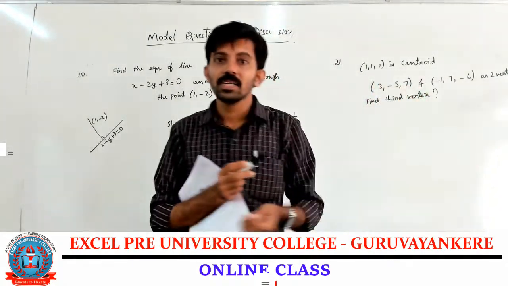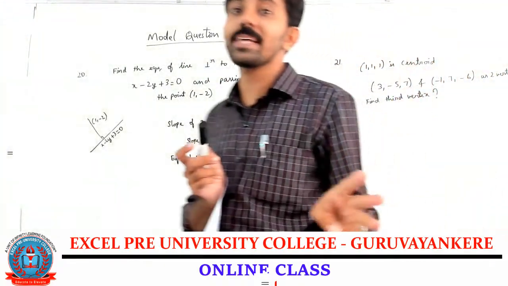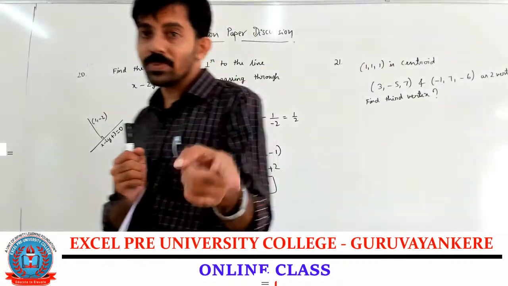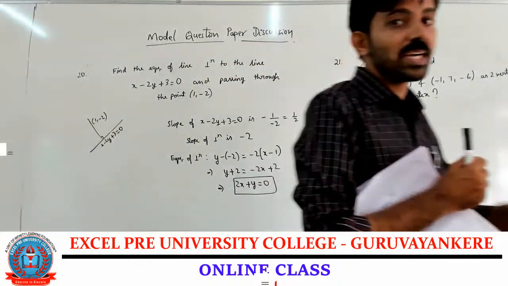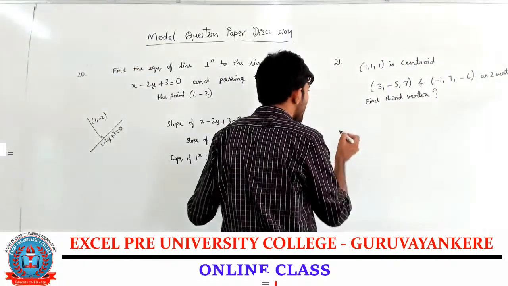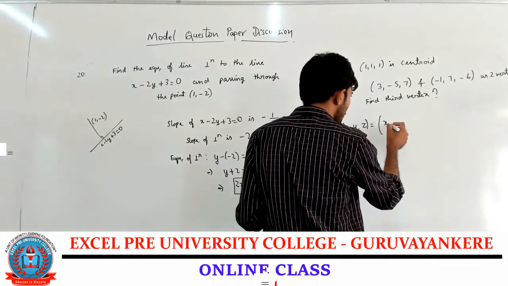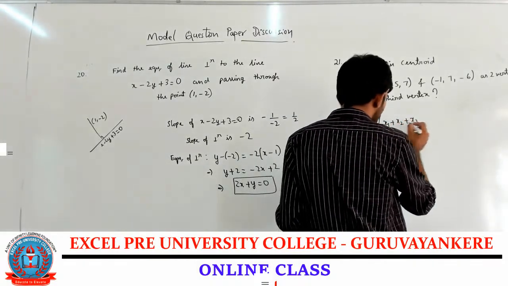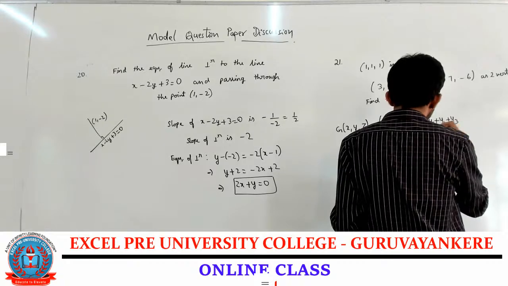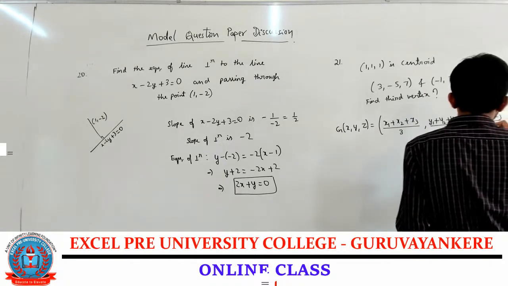Centroid, you know the formula. For a triangle ABC with vertices x1, y1, z1, x2, y2, z2 and x3, y3, z3, the centroid is denoted with the symbol G, and G(x, y, z) is given by x1 plus x2 plus x3 divided by 3, y1 plus y2 plus y3 divided by 3, z1 plus z2 plus z3 divided by 3.